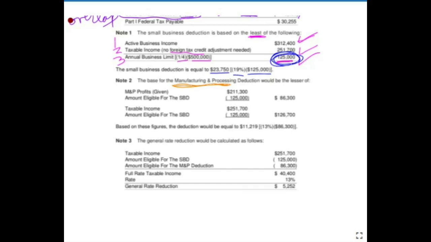So 211,300. Now here's where the trick comes in. We can't double dip here. We've already used the 19% on 125,000. So we have to deduct how much we already used for the small business amount. Now the ordering of this is you do the small business deduction first, then the manufacturing and processing, then you do your general rate reduction last. The GRR is always last if there's anything left.